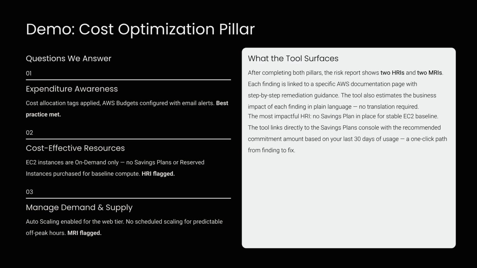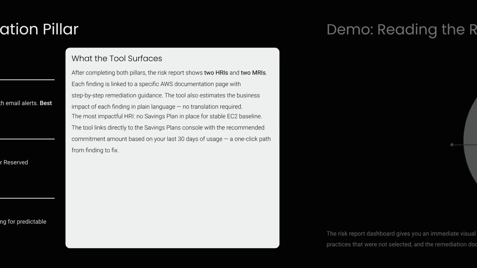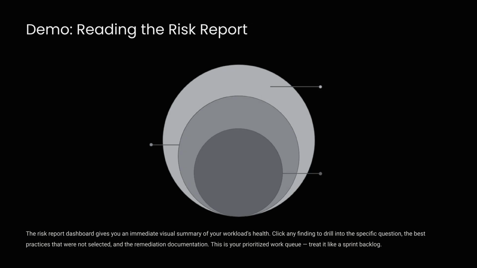The cost optimization pillar addresses expenditure awareness, cost-effective resources, and managing demand and supply. The risk report surfaces 2 HRIs and 2 MRIs. The most impactful HRI is the lack of a savings plan for stable EC2 compute, which the tool links directly to a one-click fix. The risk report dashboard gives you an immediate visual summary of your workload's health.